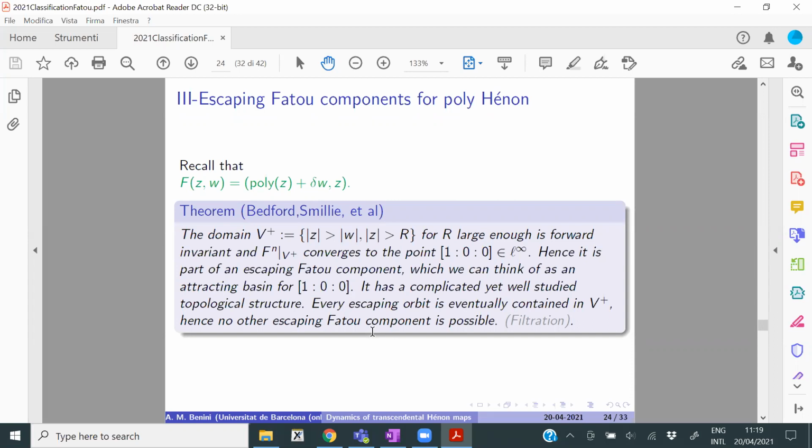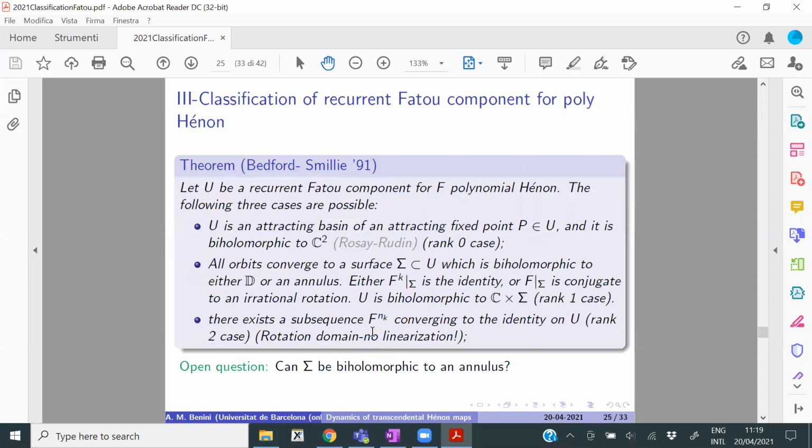While if you look at recurrent components, which are non-escaping, for polynomial Henon maps, there is a perfect classification. You're either an attracting basin. I'm going to show you a picture of this because from the theorem, it's a bit weird to understand what's happening. So you're either an attracting basin or you converge to kind of a rotation surface in your manifold. Every orbit squeezes down to this surface on which you have a rotation. And this rotation surface is either a disk or an annulus.